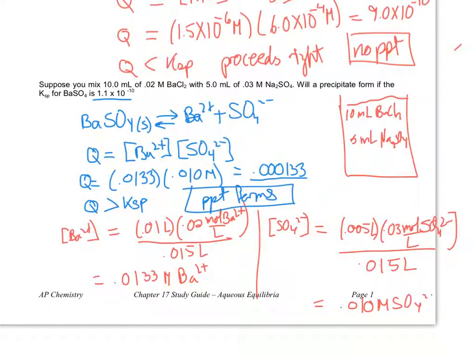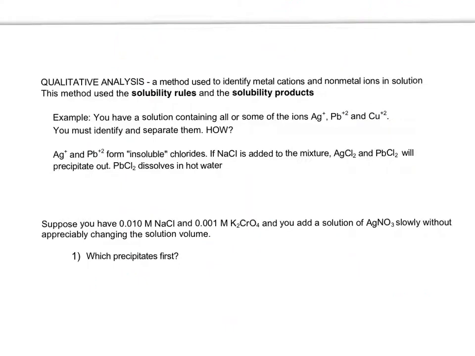And so that's our answer. We use solubility rules for different things, and one of the things is to identify different ions in solution. We use the solubility rules to narrow things down, react them with different things, and see if a precipitate forms or not. That tells us or identifies different ions.